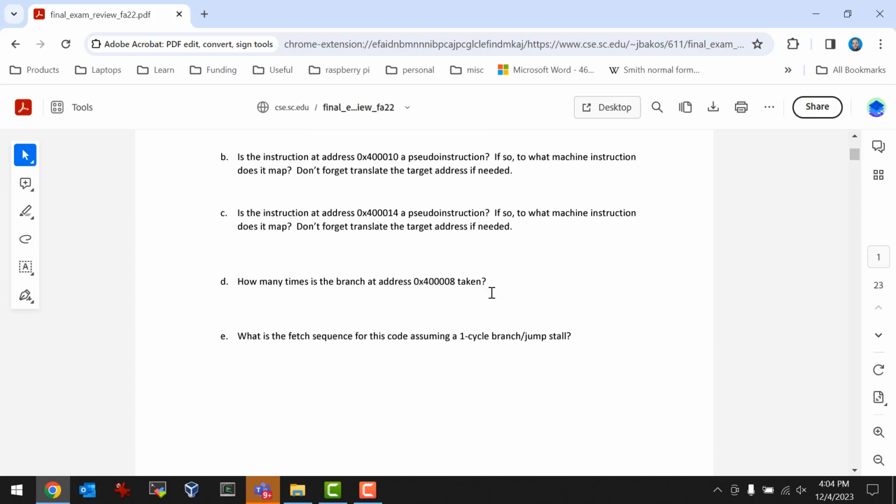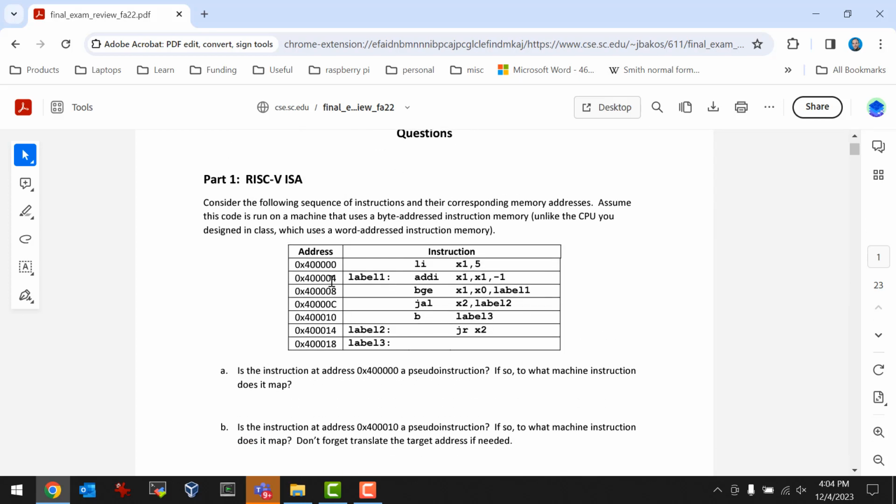Okay, what is the fetch sequence for this code, assuming a 1-cycle branch jump stall? Well, the fetch sequence will be, we're going to fetch 0, 4, 8, and then this branch will be taken. But if we have a 1-cycle stall, then even when that branch is taken, we're still going to fetch the instruction at C, right? And then after we fetch C, which will just be a stall instruction, then we're going to go to label 2 and we'll get 14.